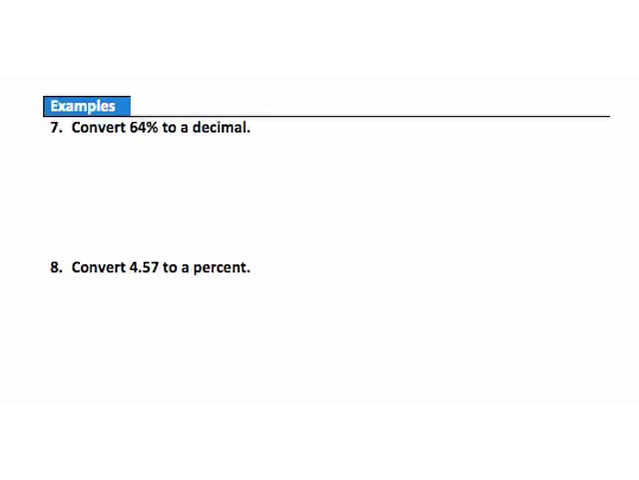Now let's take a look at some examples that will help you understand how to convert between a percent and a decimal. Example 7. Convert 64% to a decimal. Well, we're starting with 64%. We want to get rid of that percent symbol to convert it to a decimal. So just like before, I'm going to write 64% as a fraction by writing it over 1.